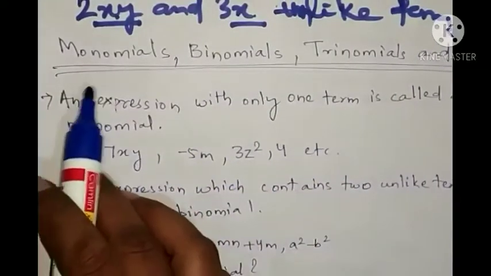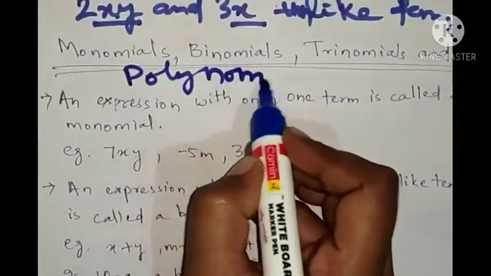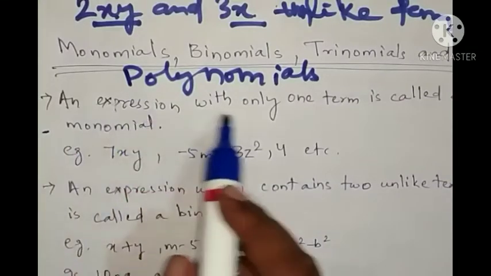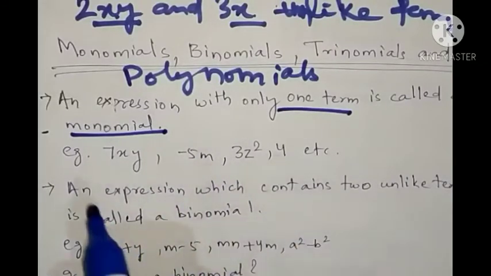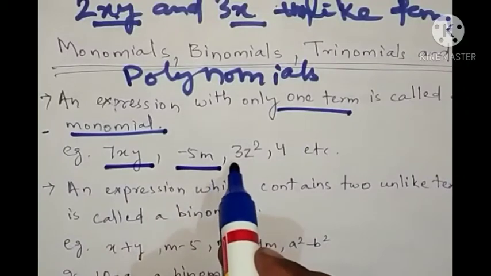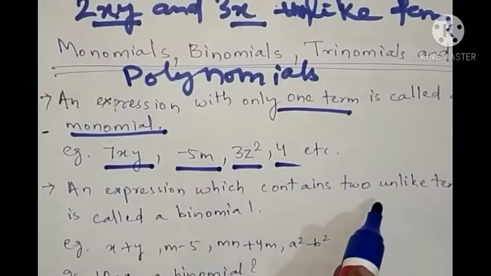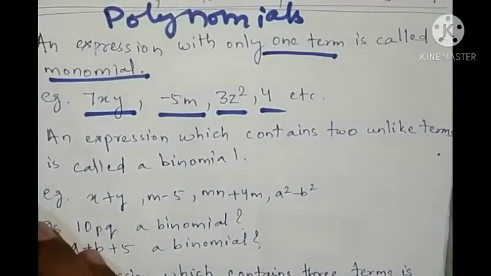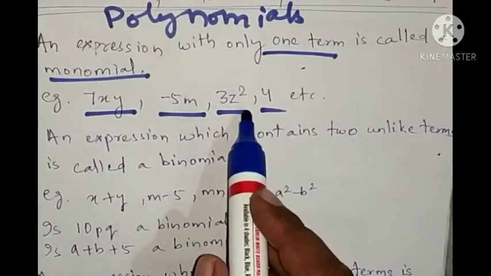Next we will see monomials, binomials, trinomials and polynomials. Okay. So what is a monomial, binomial, trinomial, polynomial? Let's see. An expression with only one term is a monomial. So where only one term is there, that is a monomial, like 7xy, minus 5m, 3z square, 4, etc.